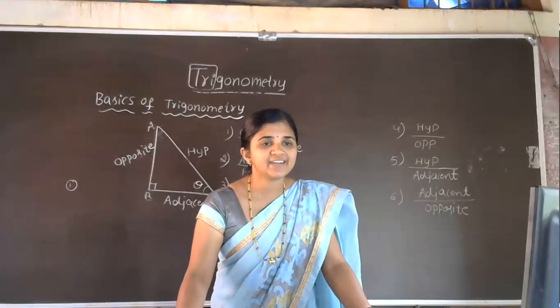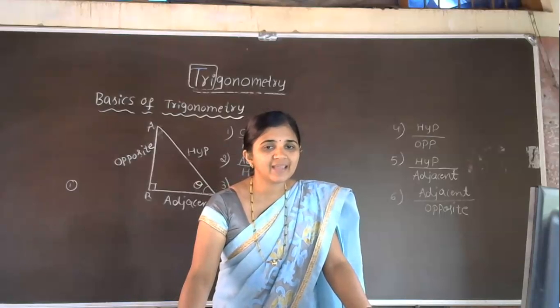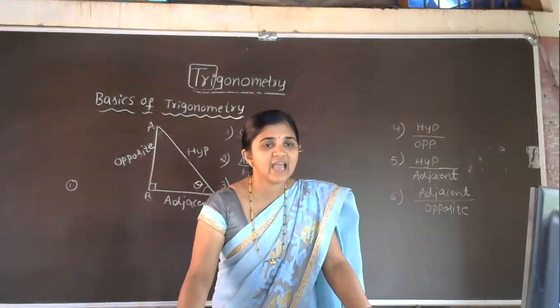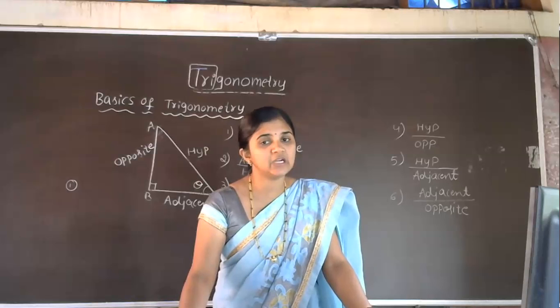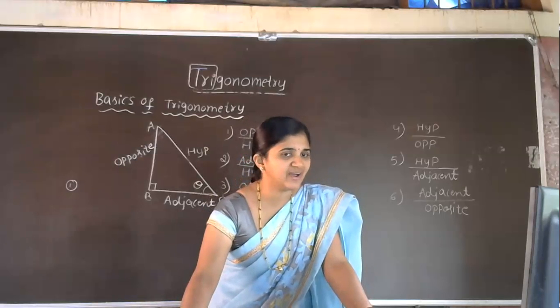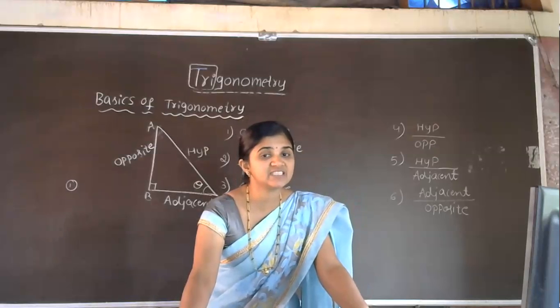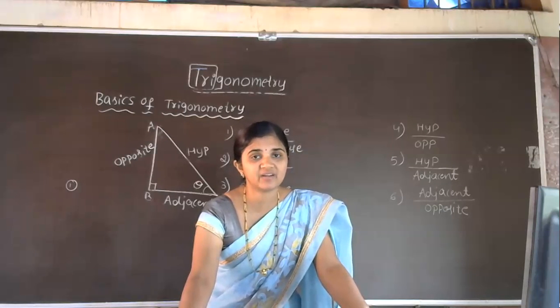See here, a triangle has 3 sides. To write the ratio, the numerator can be written in 3 ways and the denominator in 2 ways. Both can be written in 3 into 2, 6 ways. So, using the sides of the triangle, we can have 6 different ratios. See here, we got the 6 different ratios.